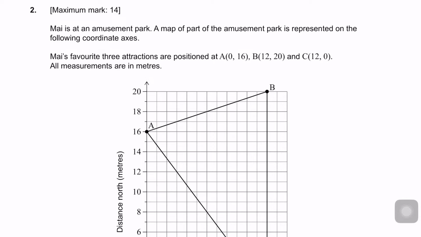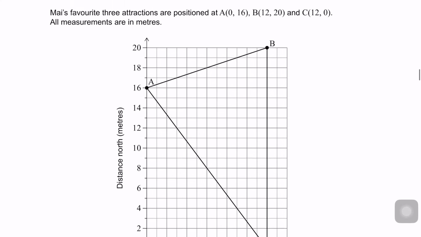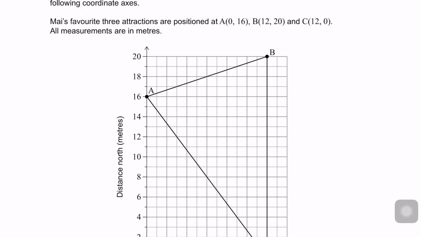All right, question 2, 14-mark question. Looks like a coordinate geometry question. Maya is at an amusement park. A map of part of the amusement park is represented on the following coordinate axes. Maya's favorite 3 attractions are positioned at A (0, 16), B (12, 20), and C (12, 0), which is all the way down here. All measurements are in meters.